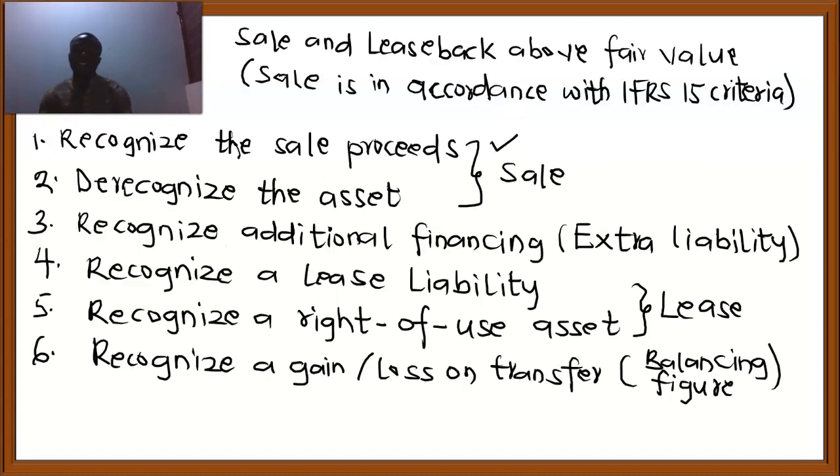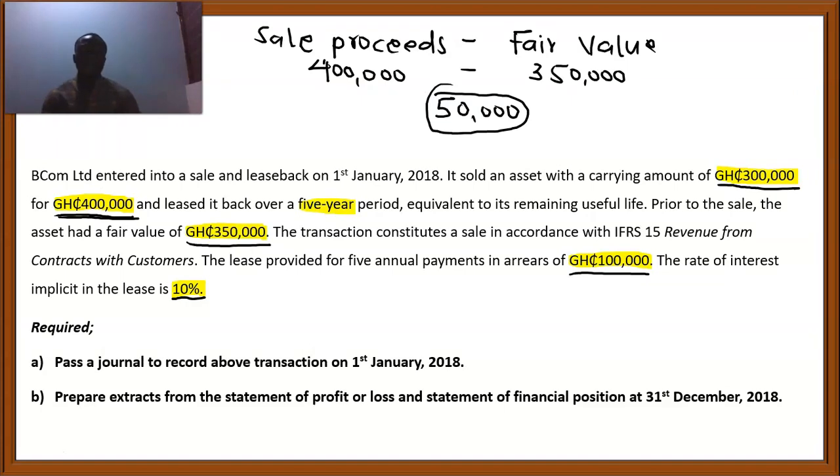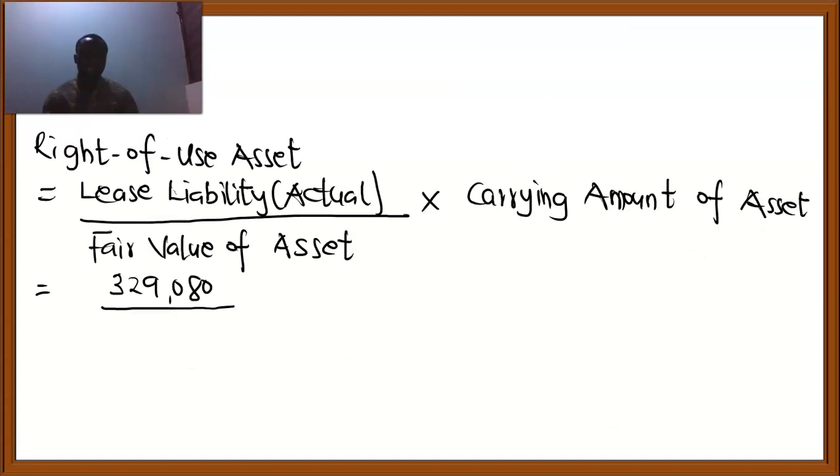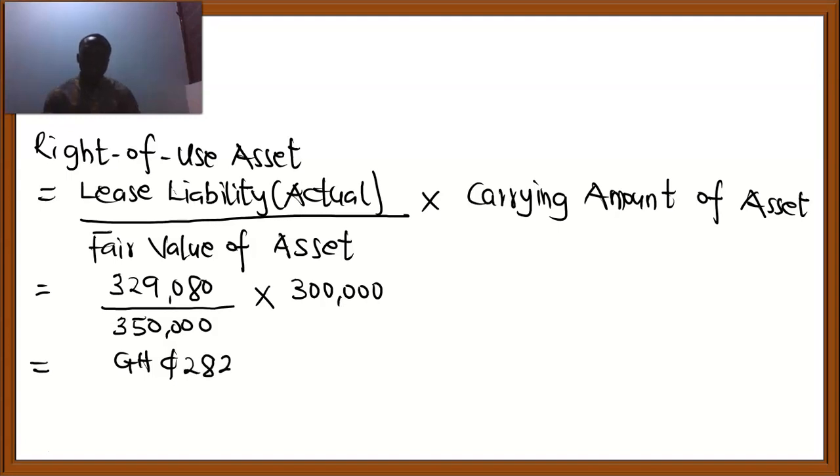Then in the question, we are told the fair value of the asset is 350,000, while the carrying amount is 300,000. So we divide it by 350,000, which is the fair value. Then you multiply it by the carrying amount of 300,000. And this gives us a right of use asset of 282,069. So this is our right of use asset.